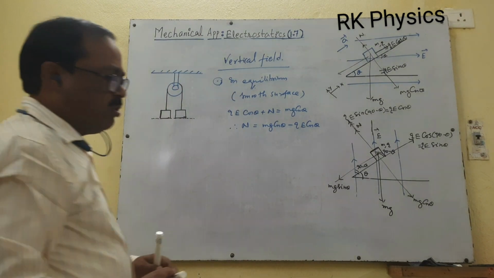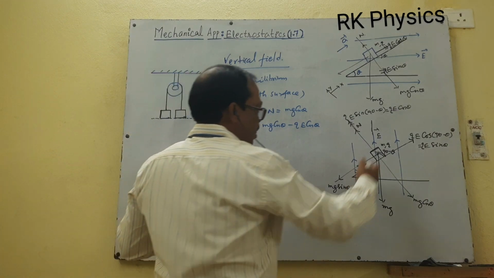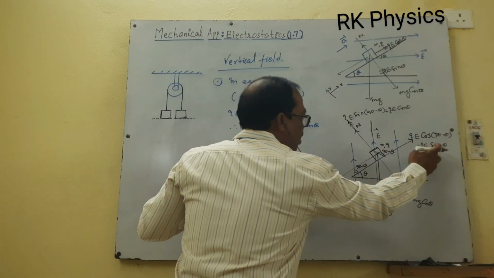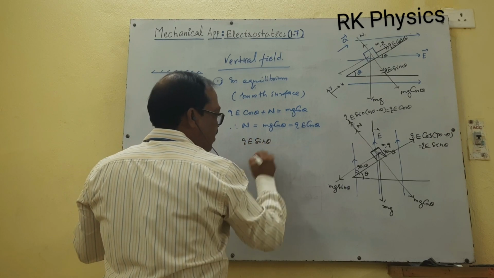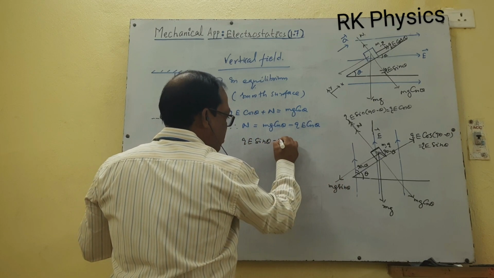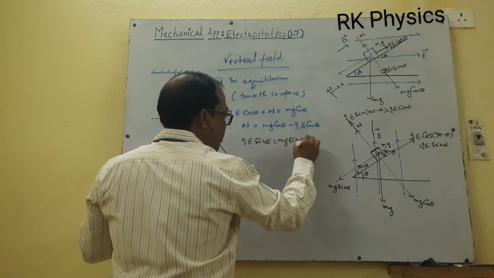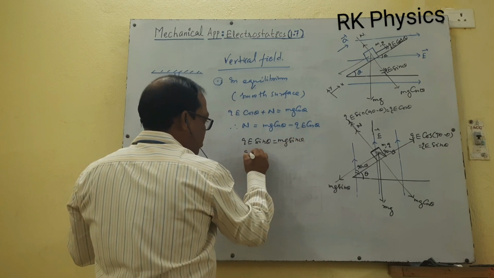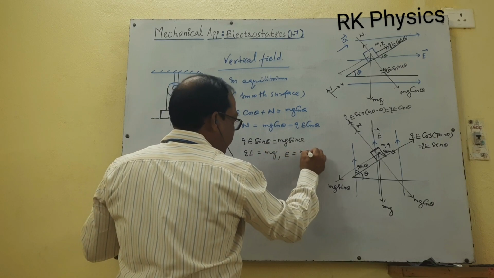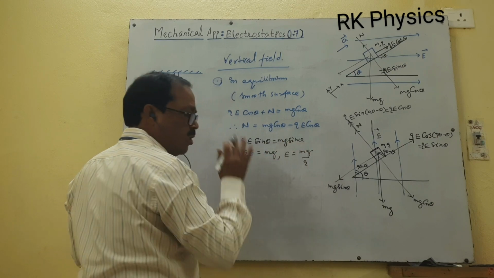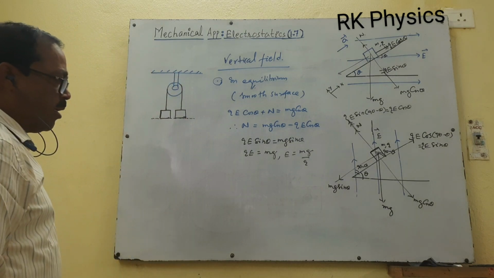Then comes the second equation. Along up, this is QE sin theta. Along down, this is mg sin theta. That means QE equals mg. So E equals mg divided by q. This is the formula.